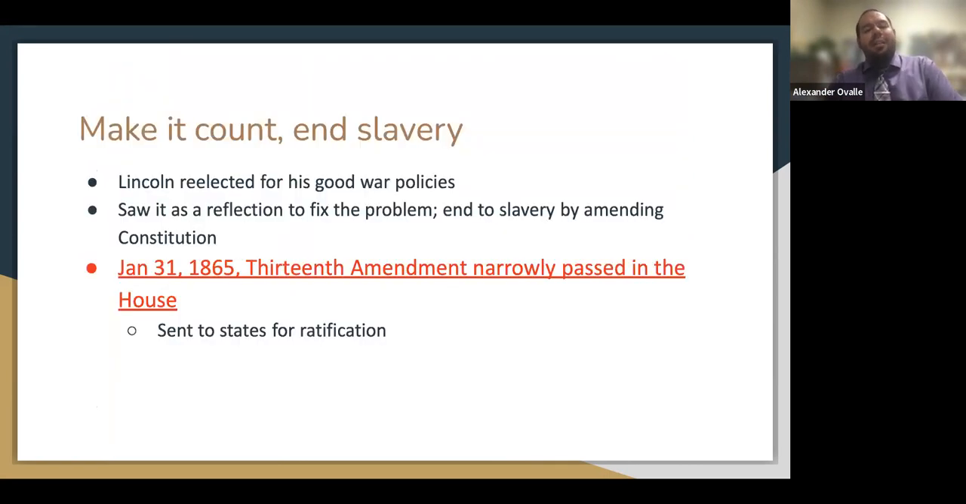Slavery. So Lincoln was reelected for his good war policies. He saw it as a reflection to fix the problem, ending slavery by amending the Constitution. So January 31st, 1865, the 13th Amendment narrowly passed in the House. It was sent to the states for ratification. The 13th Amendment abolished slavery.